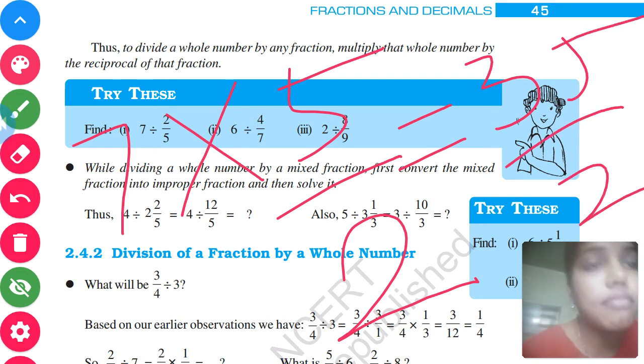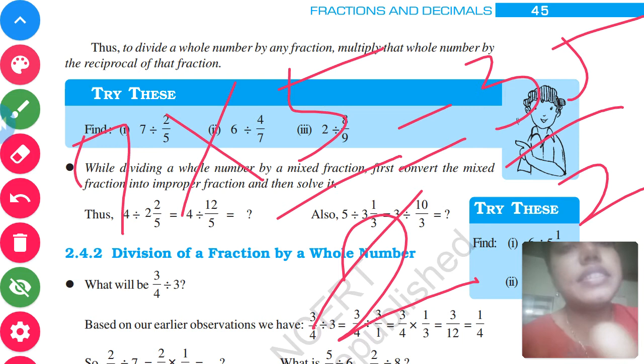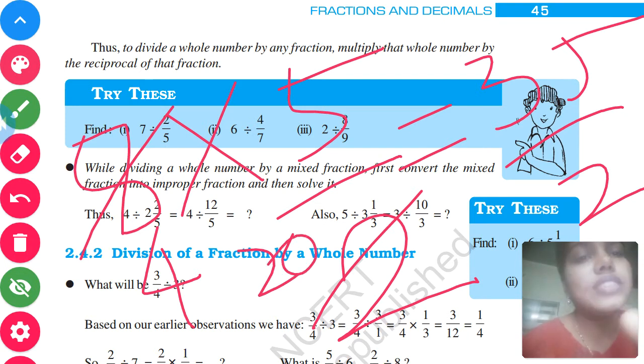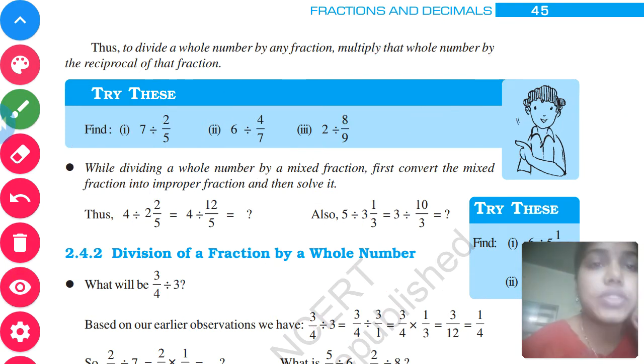And if you think it is cancelable, or it can be taken into the lowest term, then you again cancel and get the answer. Suppose it's 8, and if you want to get it cancelled here, so 4 into 5 is nothing but 20 again. So it depends on your fraction.